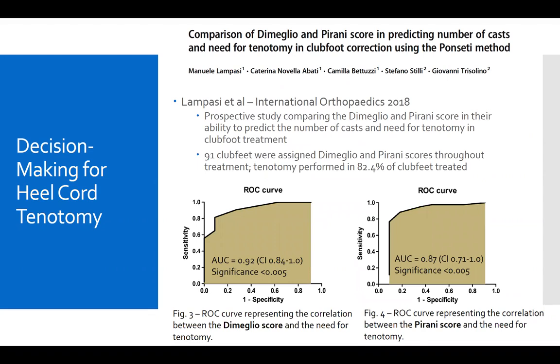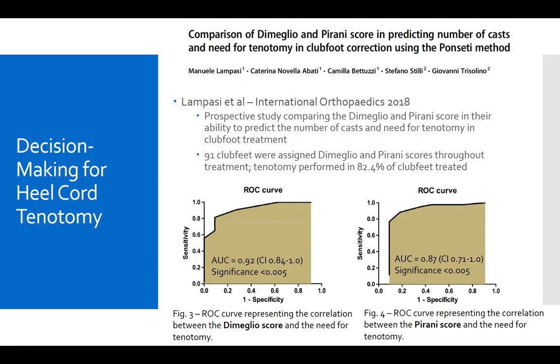And this study here was by Dr. Lopez's group, published in 2018 in International Orthopaedics. This was a prospective study where they compared both the Dimeglio and Pirani scores and their ability to predict the number of casts and also the need for tenotomy during treatment. Here they studied 91 feet in 54 patients who were both assigned the Dimeglio and Pirani scores throughout treatment, with tenotomy performed in about 82.4% of feet, again if ankle dorsiflexion was less than 15 degrees above neutral before the final cast. And it's shown by the ROC curves here, which represent the correlation between the Dimeglio and Pirani scores with the need for tenotomy.